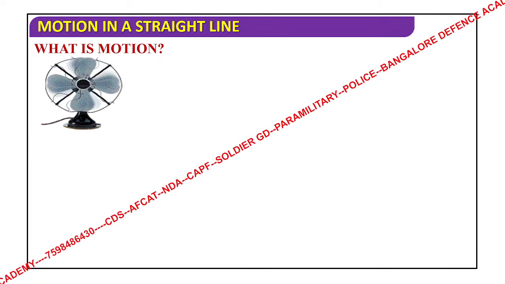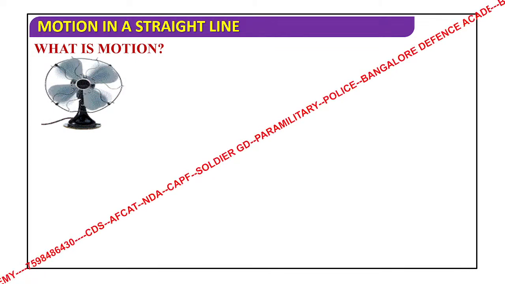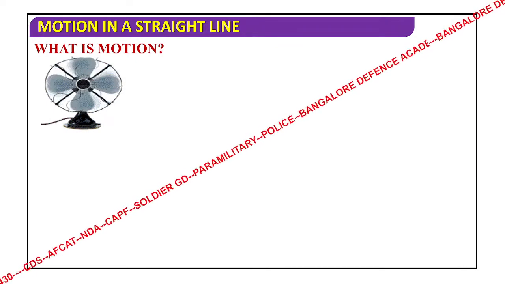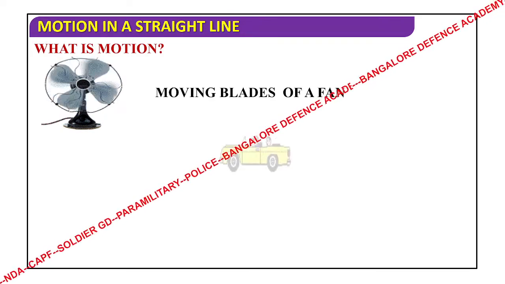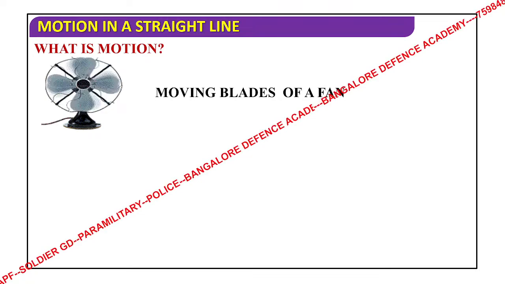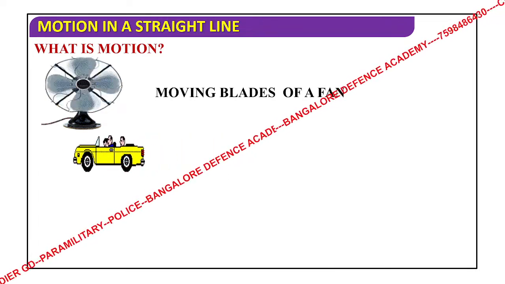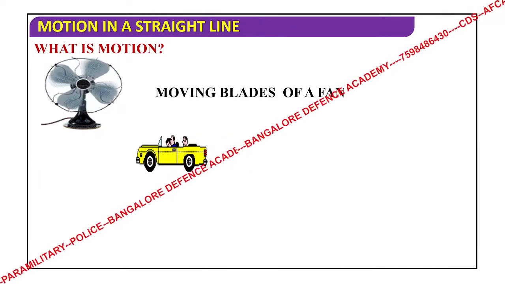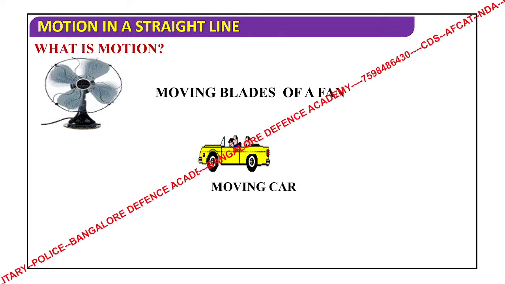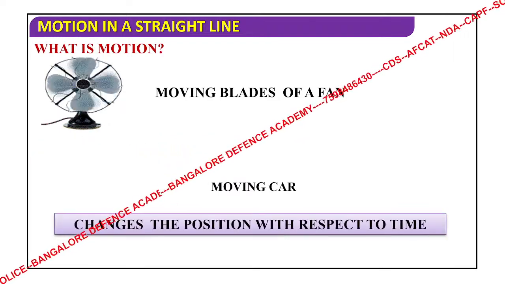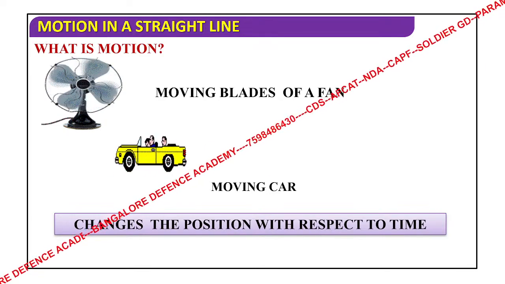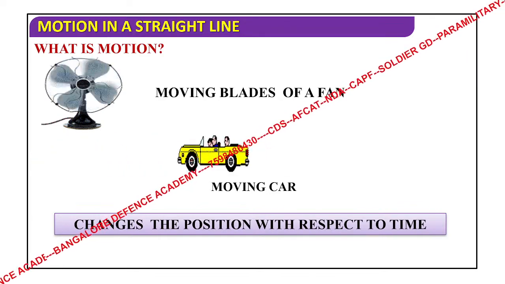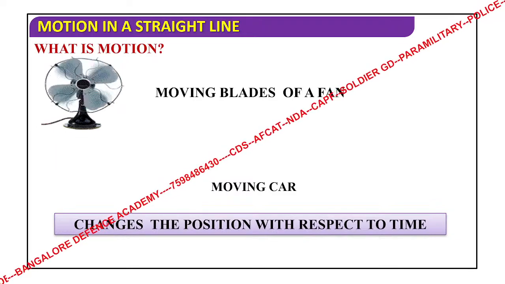Now imagine I gave you an example of fan that was at rest, but now you can see the blades of this fan are in motion. So moving blades of a fan, a car is moving on the road. Okay, so these objects are moving, so these objects I call in motion. A moving car changes the position with respect to its time. So whichever object changes its position with respect to time, I call it as the object is in motion.